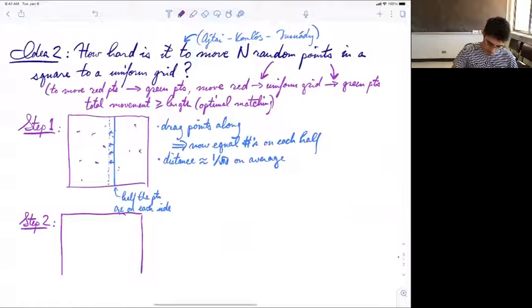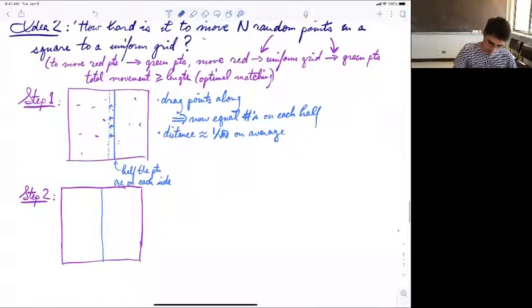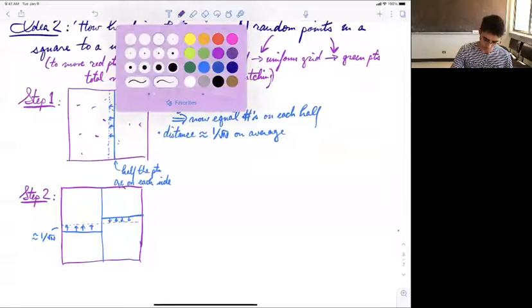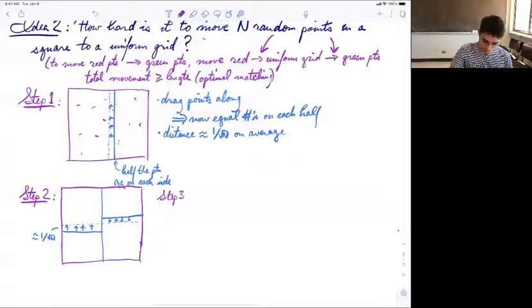Step 2: we've already split things down the middle this way, and now we want to split them down the middle this way. Maybe here we have more points on the top, so we drag them down. Here we have more points on the bottom, so we drag them up. This dragging distance is still, on average, 1 over root n. And keep going like this.